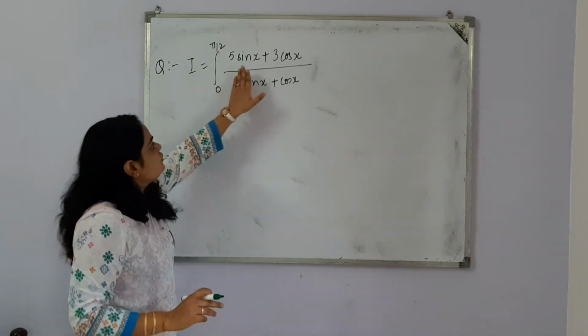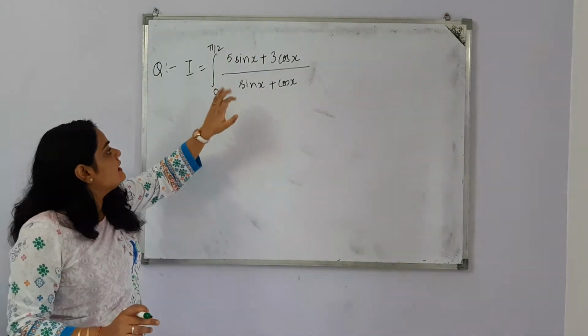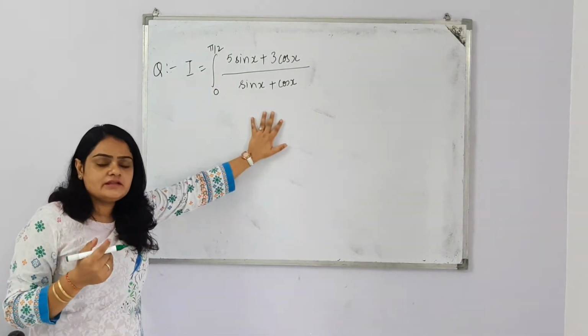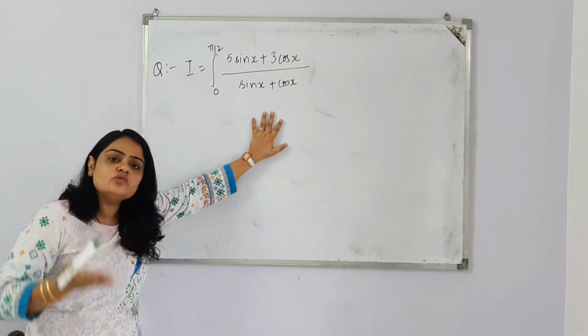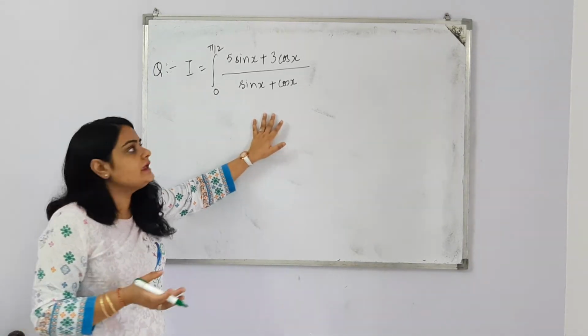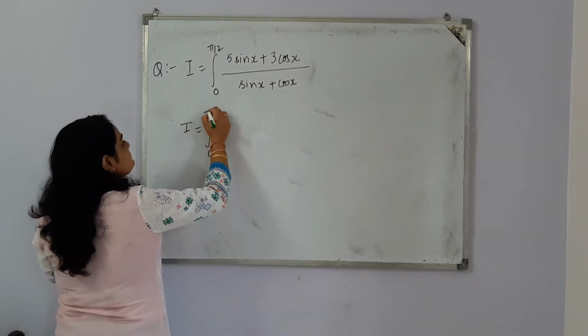Now the next question is 5 sin x plus 3 cos x whole upon sin x plus cos x, and the limits are 0 to pi by 2. Of course, by watching the limits, we are watching that its limits are 0 to a, we can apply that property. That is, in place of x, we are substituting a minus x. So I am applying the property.